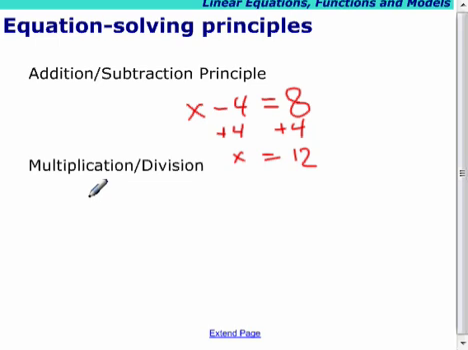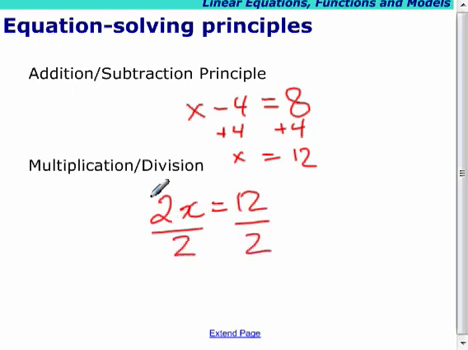The other tool is the multiplication-division principle. So if I have something like 2x is equal to 12, I can use the division principle that says if I have a 2 here, if I want to isolate x, I can divide by 2 as long as I divide by 2 on the other side. These cancel, I come up with x is equal to 6. So those are 2 of the principles that you can use to solve linear equations.